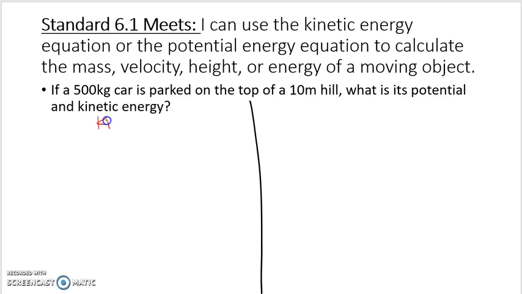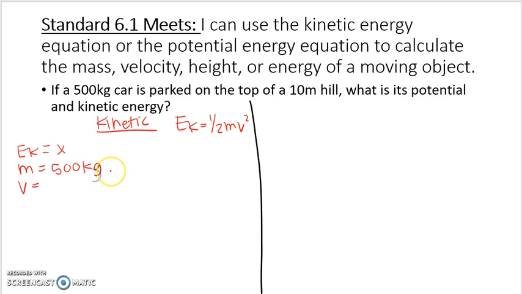Let's start with kinetic. I know that my equation for kinetic is EK equals 1/2 mv squared. I'm going to list each of my pieces over here. If I think about EK, this is what I'm looking for. The mass of my object is listed within the problem, 500 kilograms. The velocity, if the car is parked, I know it has a speed of 0 meters per second.